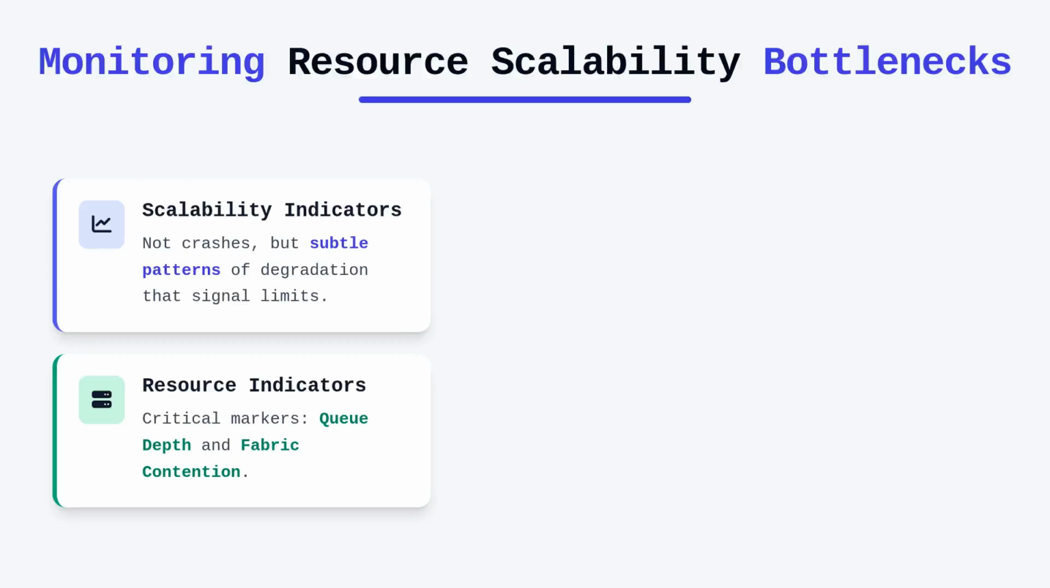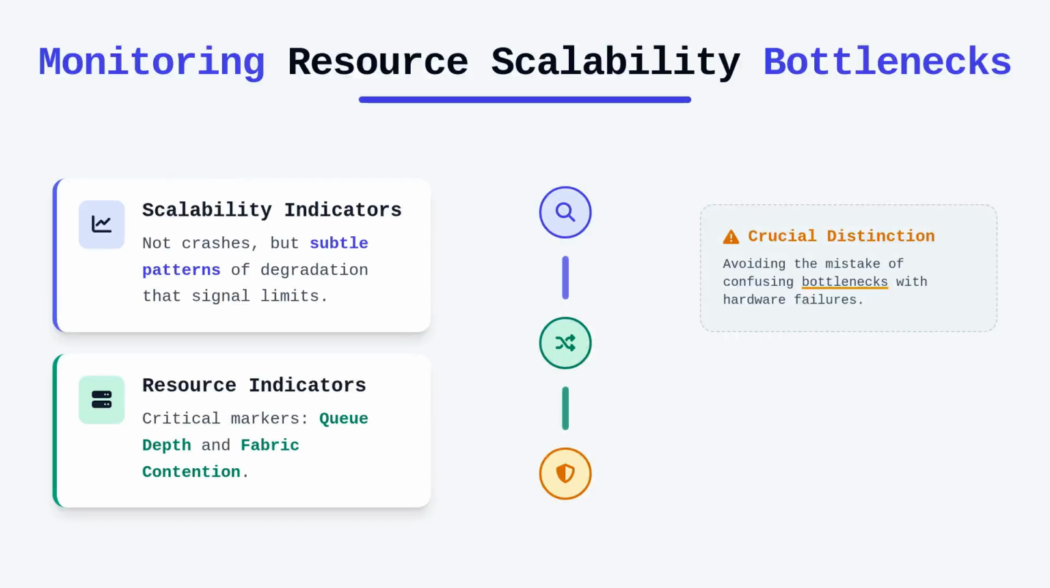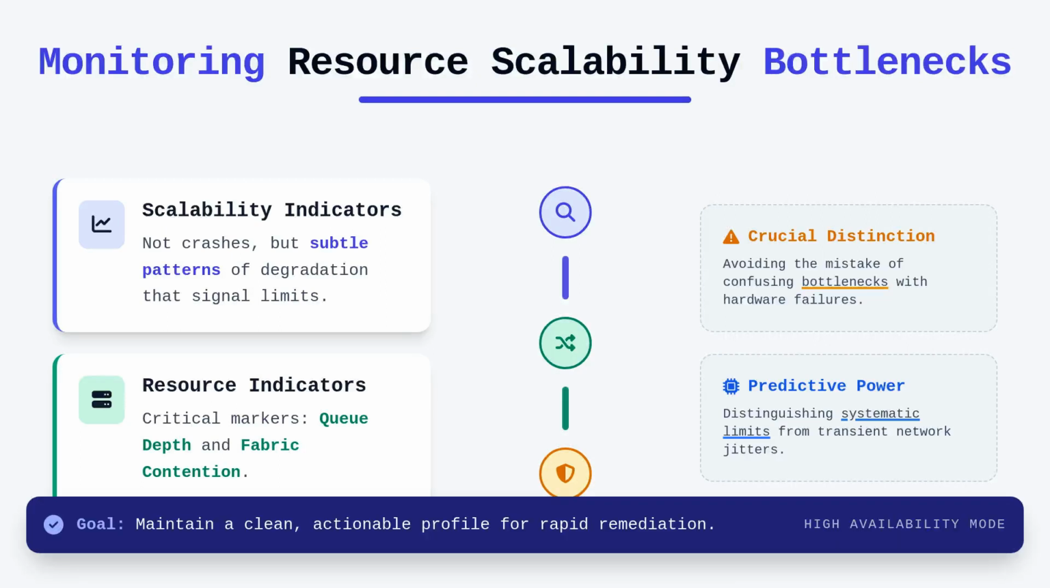If you're not familiar with the baseline telemetry for your specific deployment, you might mistake a performance bottleneck for a hardware failure. Predictive failure modeling relies on our ability to distinguish these patterns from transient network jitters or standard load spikes. Keeping a clean, actionable log profile is therefore essential for rapid remediation in environments that demand high availability under rigorous stress conditions.